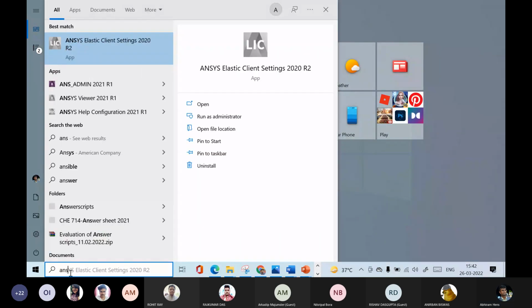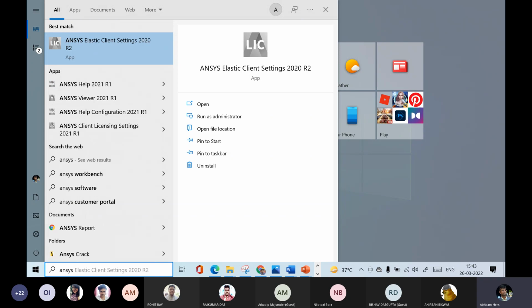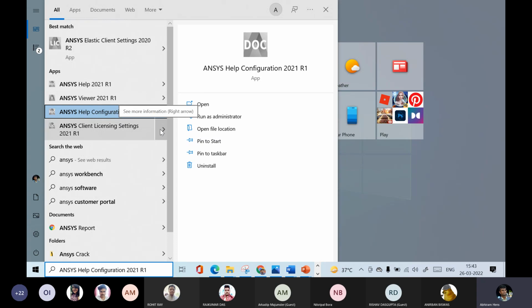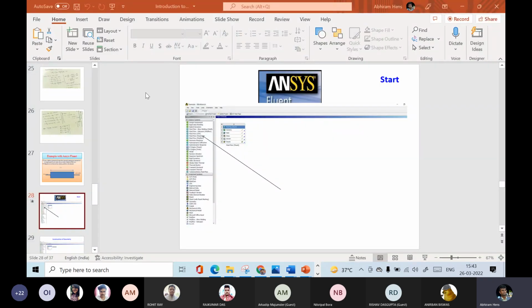Then ANSYS, okay, the moment you type ANSYS, there are so many options that will come. But you have to see where ANSYS Fluent is. Viewer configuration, no, I think it will not work. Licensing settings, there are so many. Help conference. Let me see if it works.